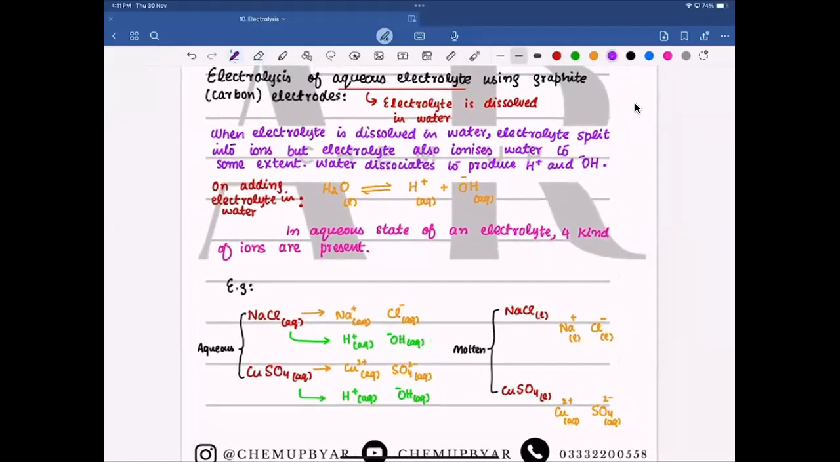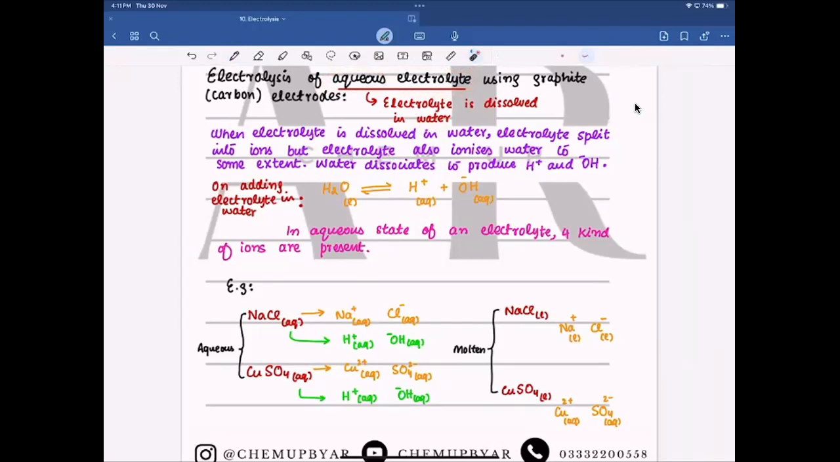Okay. Now, what does an aqueous electrolyte mean? If you recall, electrolytes are the compounds which can conduct electricity when molten or aqueous, right? So when it is dissolved in water, then we call it aqueous. Okay. So what happens in aqueous?